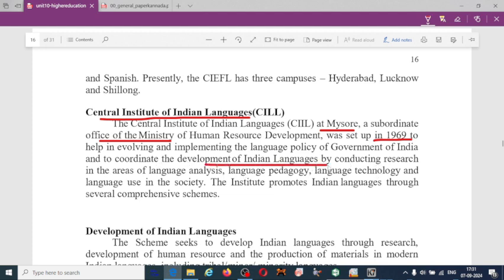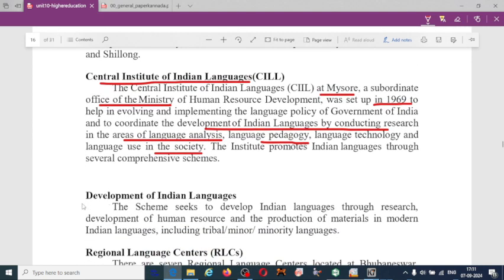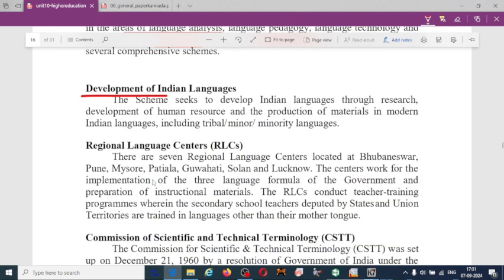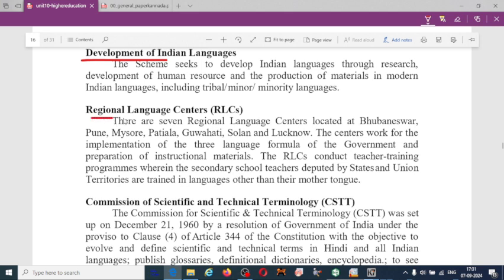The development of Indian languages by conducting research in the areas of language analysis, language pedagogy, technology, and language use in society. Development of Indian languages: Regional Language Centers, RLCs, located at Bhubaneswar, Pune, Mysore, Patiala, Guwahati, Solan, and Lucknow.